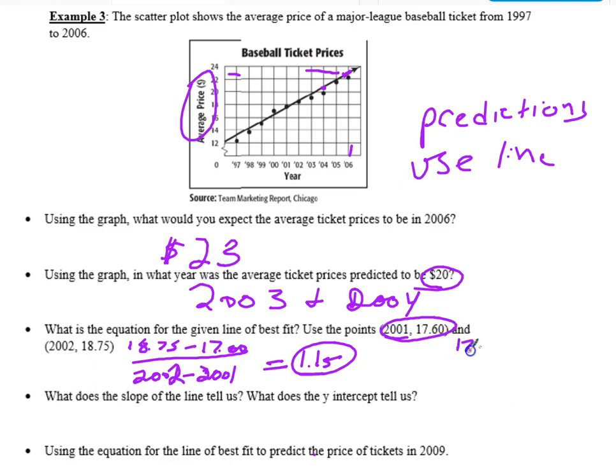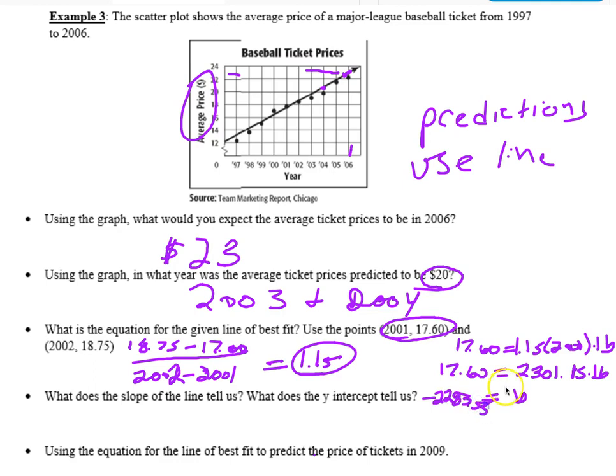So I'm going to do 17.60 equals 1.15 times 2001 plus b. So 17.60 equals 2301.15 plus b. So b is negative 2283.55. So our final equation, y equals 1.15x minus 2283.55. Right, so that kind of looks like an ugly equation with some decimals.